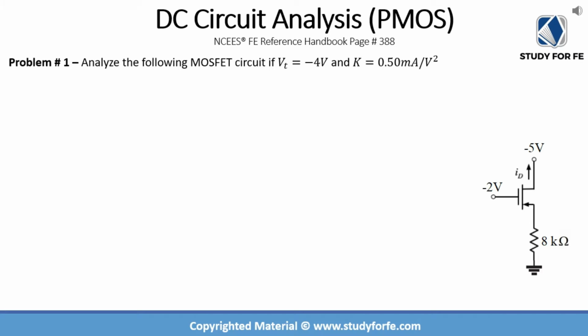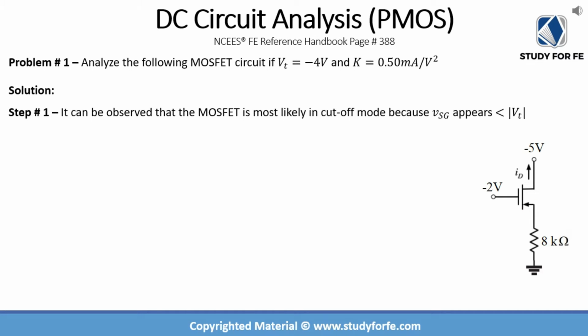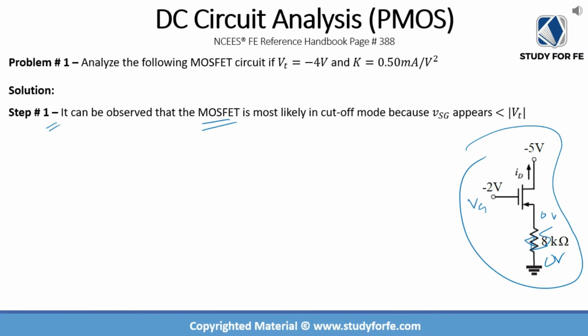So in problem number 1, I'm asking you to analyze the MOSFET circuit. The VT value is negative because we're dealing with the PMOS enhancement mode, and notice that the arrow is pointing towards the gate, and this is the K value. In step number 1, we have to assume a state of operation for this MOSFET. It can be seen that this MOSFET is most likely in cutoff mode because our VG is equal to negative 2 volts, which is given to us, and this is 0 volts. If I ignore this resistor, this becomes 0 volts.